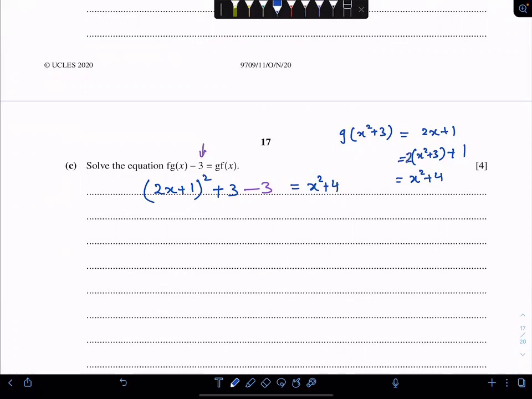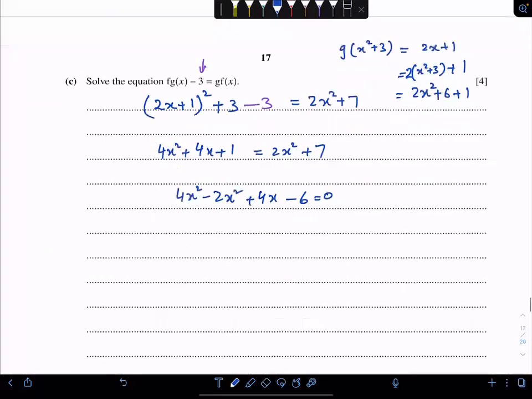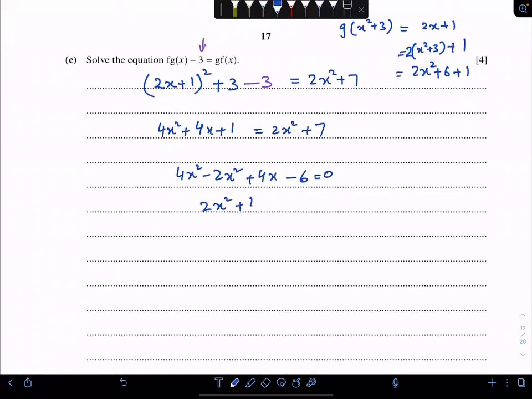2 multiplied by all, so 2x square plus 6 plus 1, so 2x square plus 7. This will become 2x square plus 7. Now expand it, it will become 4x square plus 4x plus 1 is equal to 2x square plus 7. So 4x square minus 2x square plus 4x, 1 minus 7, equal to 0. 2x square plus 4x minus 6.